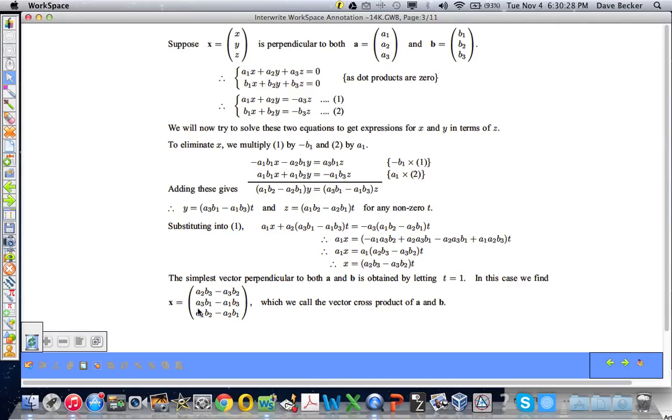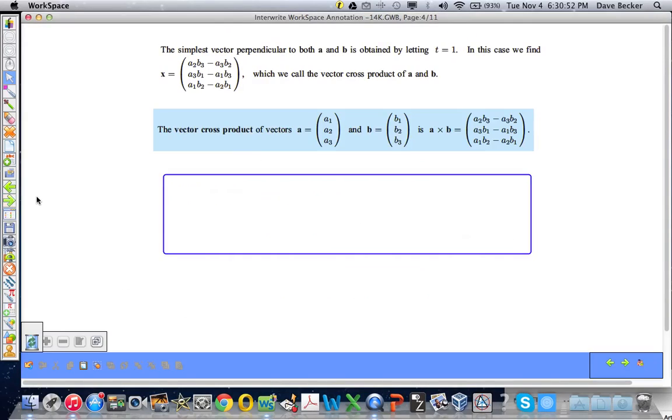The y component is a3b1 minus a1 times b3, which comes from here, t equal to 1. And then the z component comes from here with t equal to 1. And our a's and b's, remember, are the cross product of any two vectors a and b, which we started with up here. And this is our cross product.